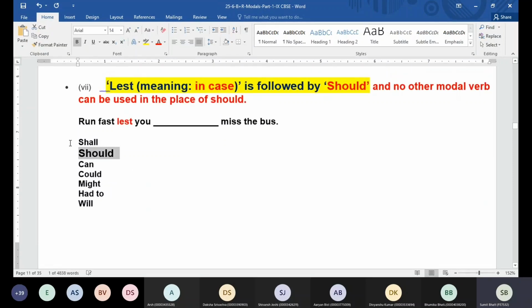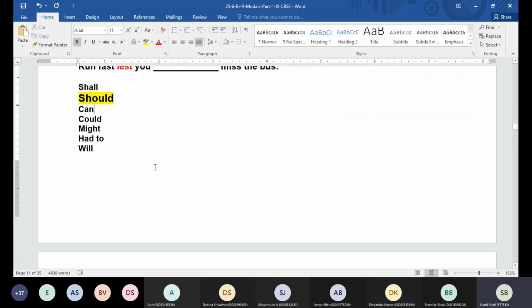So you'll often find these types of sentences in exams. Like run fast lest you miss the bus, or work hard lest you fail in the exam. So what I'm going to say, work hard lest you should fail in the exam, or shall fail in the exam? Should. Should fail in the exam. That is going to be there.